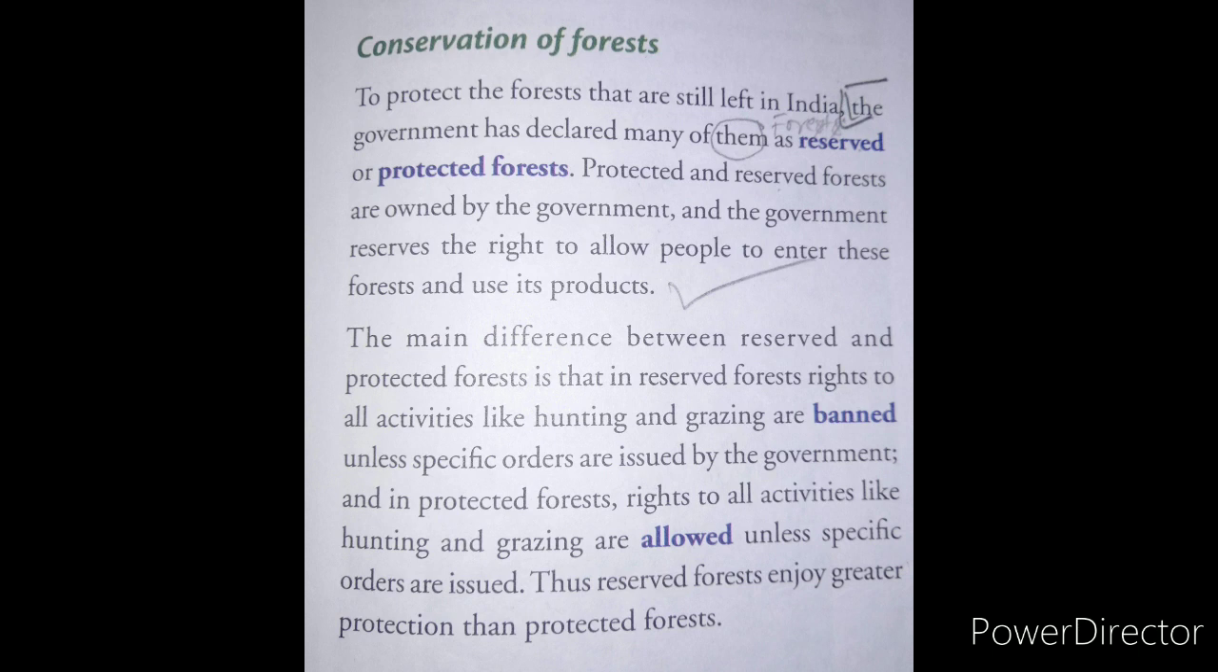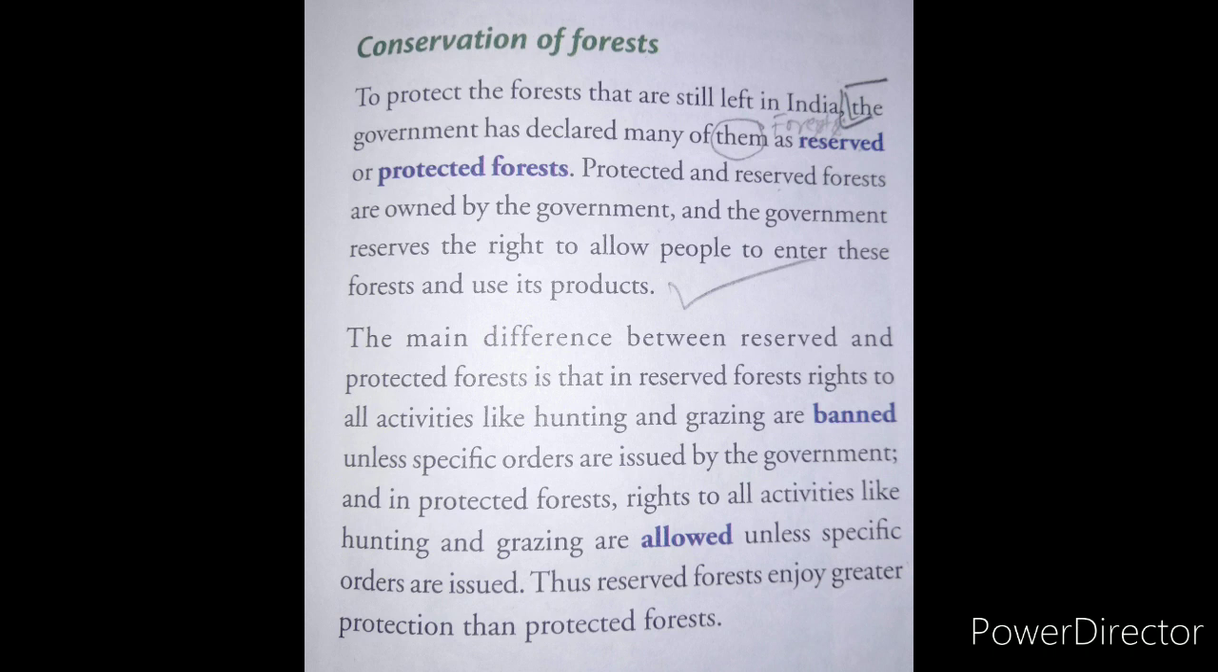Now what happens in these forests? Let us discuss. Protected and reserved forests are owned by the government, and the government reserves the right to allow people to enter these forests and use their products. So you can understand from this statement that reserved forest and protected forest are under the control of the government, which will make sure whether you are allowed to do hunting or to enter the forest or not. What is the main difference between these two?